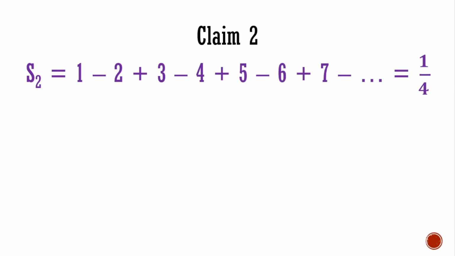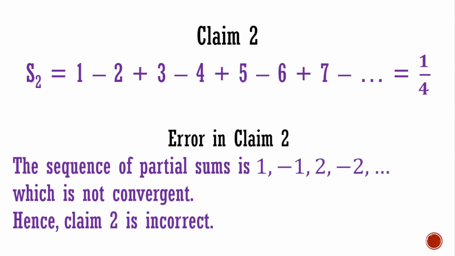Similarly, if we look at the second claim, which says S2, the sum of this series, is equal to 1 by 4, there is again an error in this claim. If you look at the sequence of partial sums in this case, the first term is 1, the sum of the first two terms is minus 1, the sum of the first three terms is 2, the sum of the first four terms is minus 2, and so on. The sequence 1, minus 1, 2, minus 2 is an oscillatory sequence which is not convergent. Hence claim 2 is incorrect.